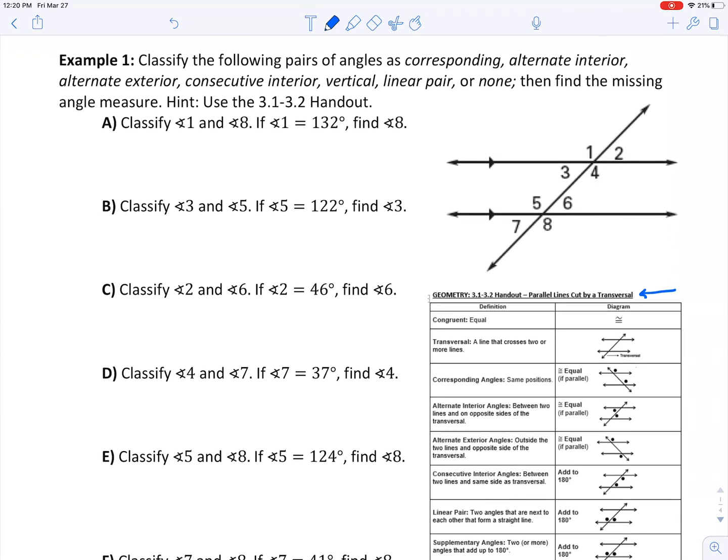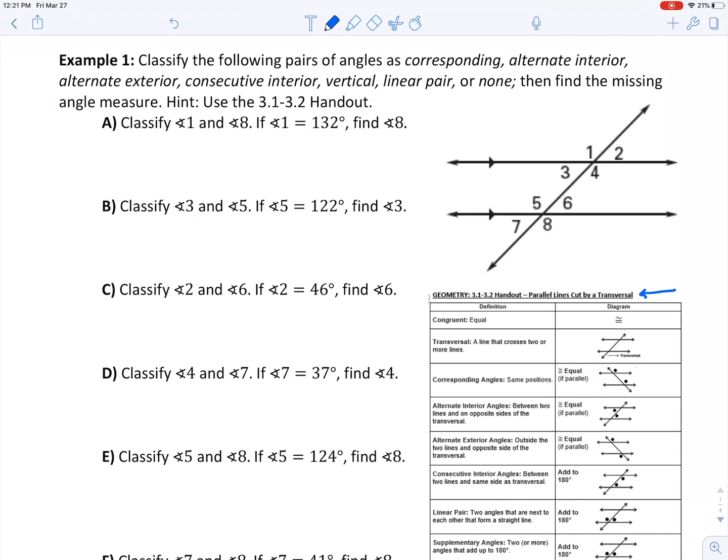So example 1, it says classify the following pairs of angles as corresponding, alternate interior, alternate exterior, consecutive interior, vertical, linear pair, or none of those. Then we have to find the missing angle measure. And I wrote a hint there to use that 3.1 to 3.2 handout. That's going to be very helpful to you.